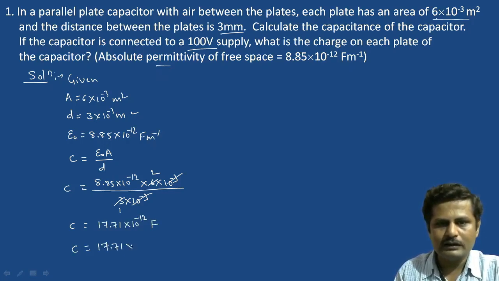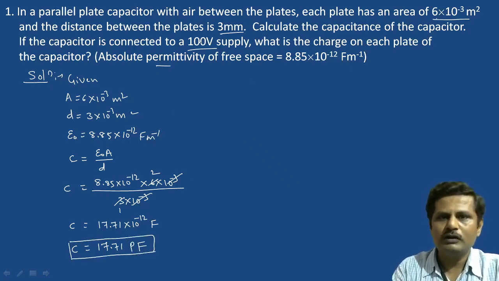Or else we could write C equals 17.71 picofarad. You could write 17.71 picofarad is the capacitance of the capacitor. Now one more thing we need to find out, that is the charge on each plate of the capacitor when it is subjected to the 100 volt supply.